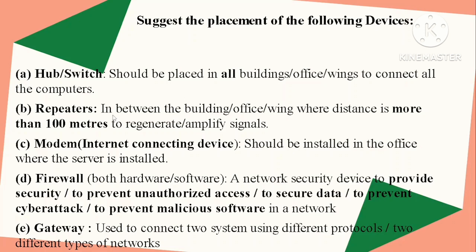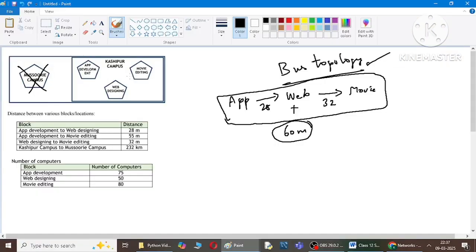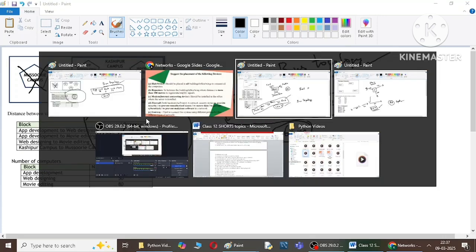What is a repeater? Repeater is a device which will regenerate the signals. So, any building or office whose distance among them is more than 100 meters, we should place a repeater. After drawing the layout, you can find out in that which block has more than 100 meters distance. Suppose they give you this question and ask where the repeater should be placed, you should say the repeater need not be placed anywhere because all the distances are less than 100 meters. If it is more than 100 meters only, you should worry about that.